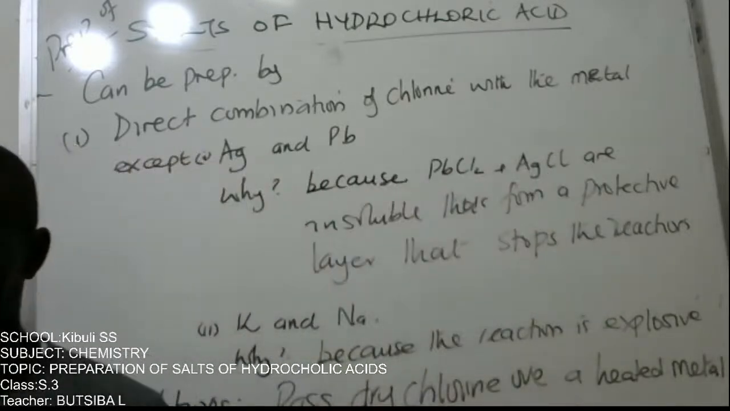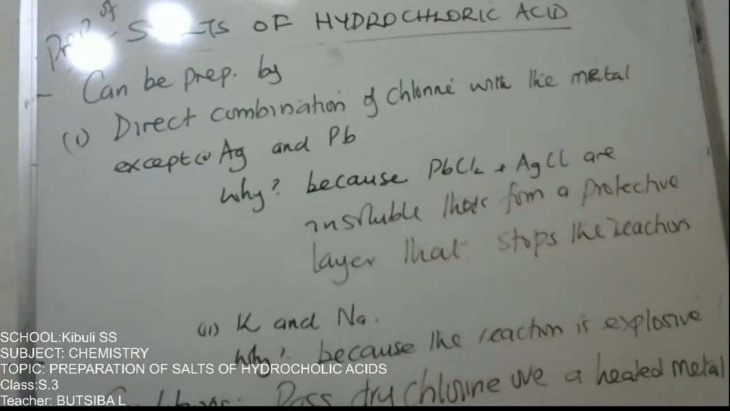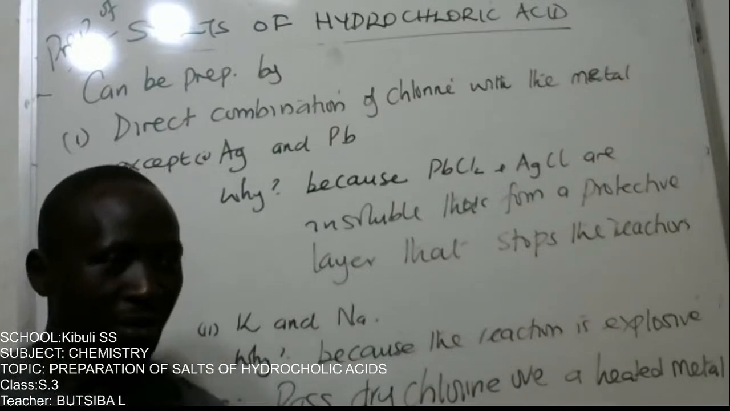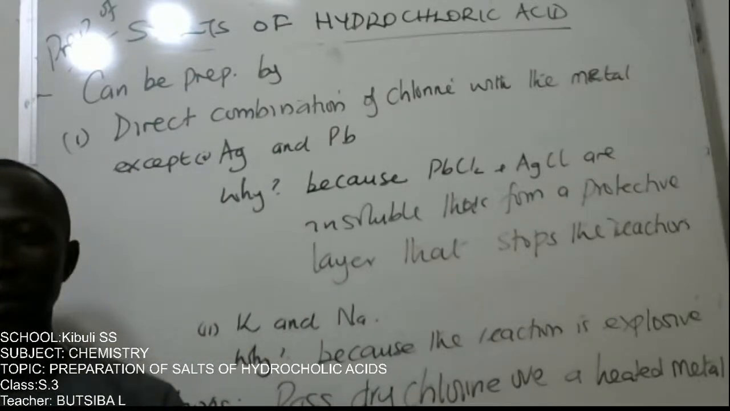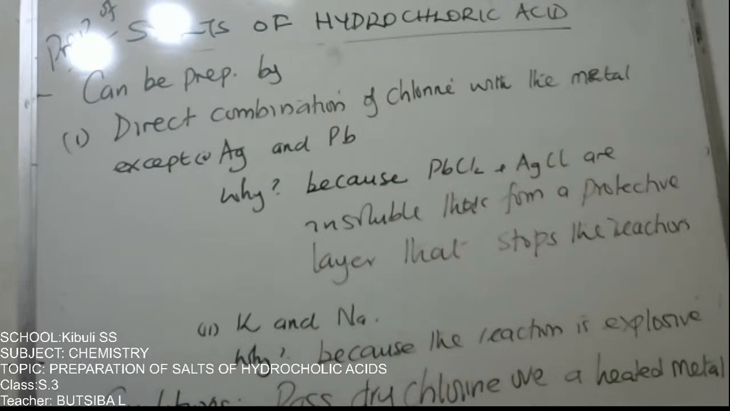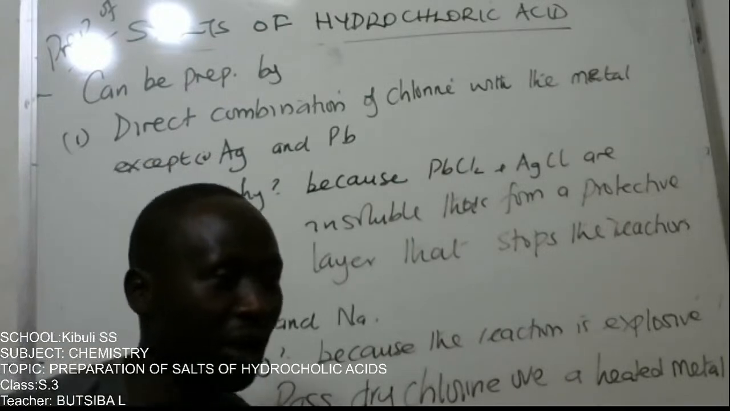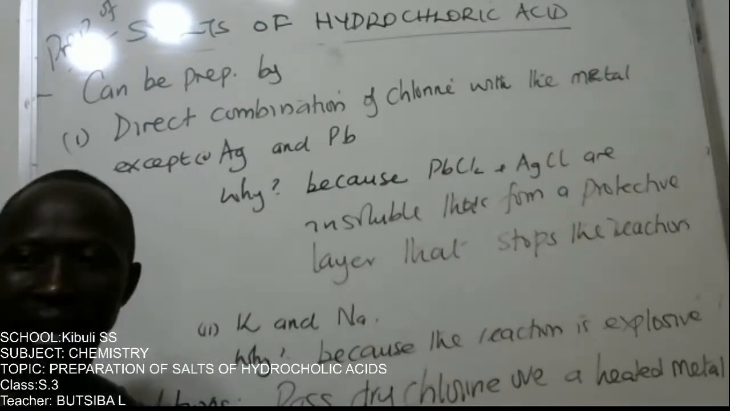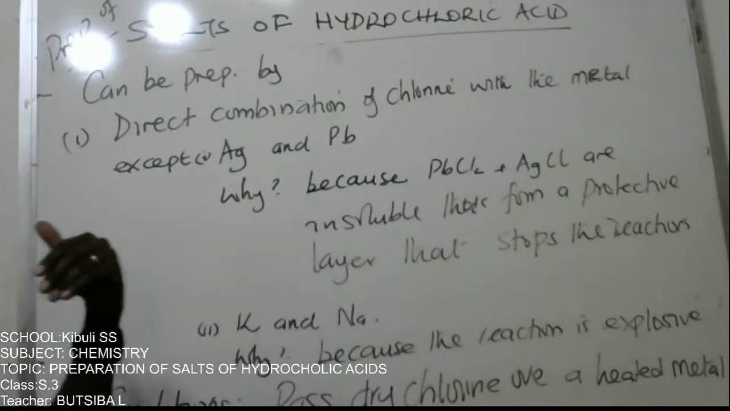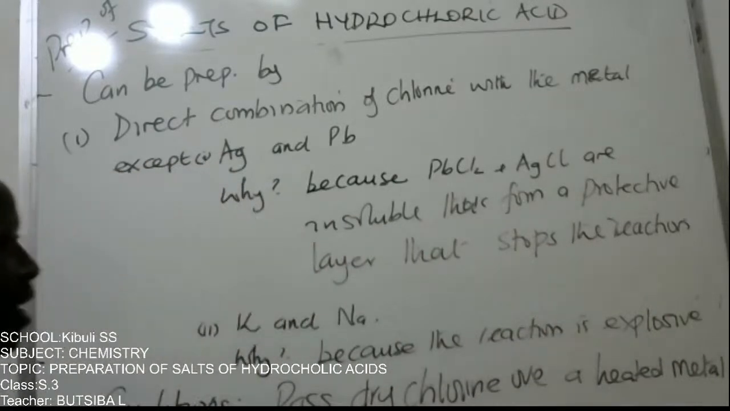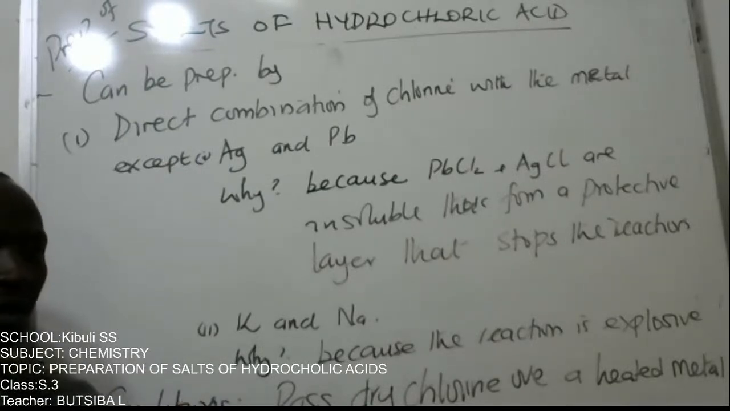So my student can now sit down and write all the possible reactions and processes. Pass chlorine over heated magnesium. What do you end up with? Magnesium chloride. Pass dry chlorine over heated copper, you end up with copper 2 chloride. Chlorine and iron, iron 3 chloride. Chlorine and zinc, zinc chloride, and so on. So with this preamble, my students are covered. They can sit down and complete the work.